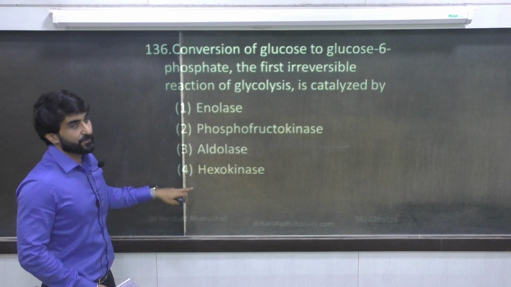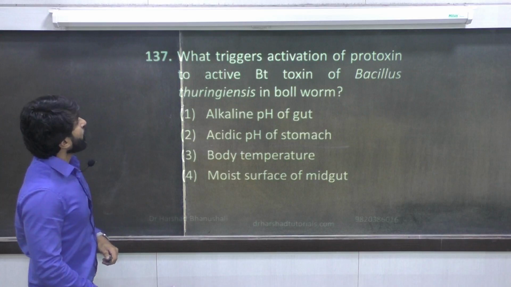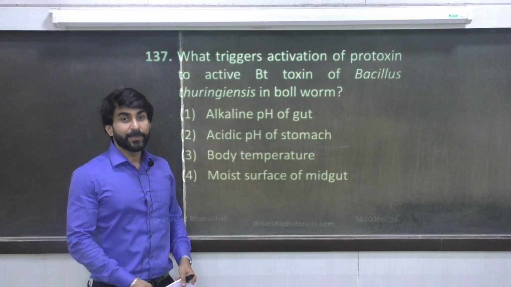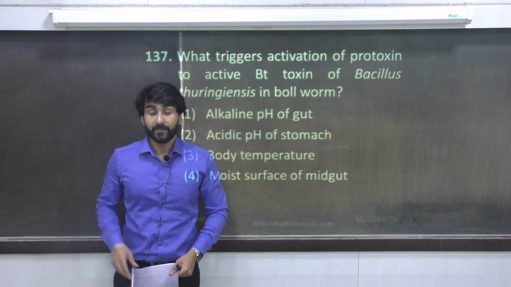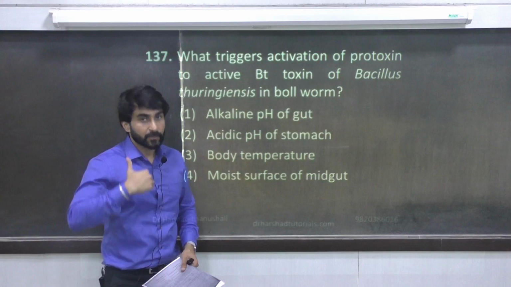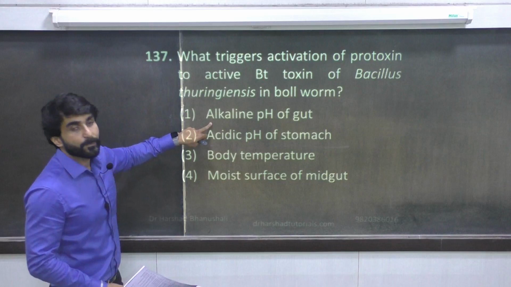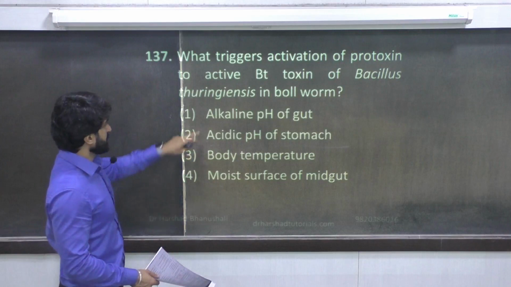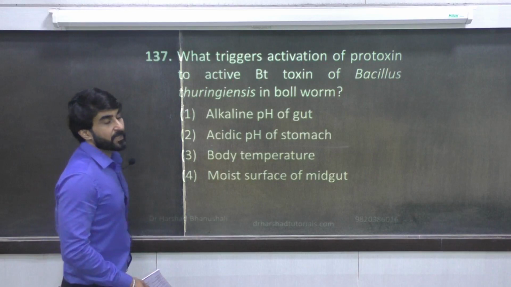And the next question we go to is, what triggers activation of protoxin to active Bt toxin in Bacillus thuringiensis? Now, you've learned about Bt crops, you've learned that the toxin produced by the bacteria is an inactive toxin. When it goes into the insect body, it goes into the gut of the insect, and the alkaline pH of the gut converts the inactive toxin into an active toxin. So the activation of the toxin of Bacillus occurs because of the alkaline pH. So for question number 137, the correct answer would be option number 1.